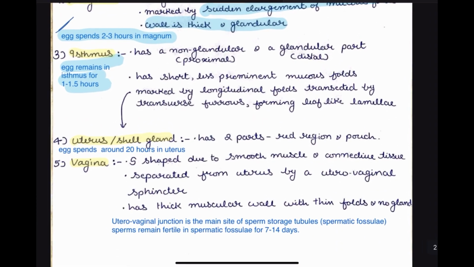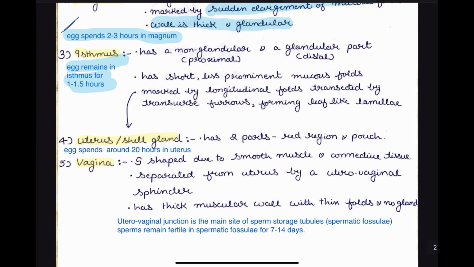Then we have the uterus, or more aptly called the shell gland. The uterus in birds is nothing like the uterus in mammals. It is a completely separate structure. It is a part of the oviduct, and it is also called the shell gland. Why? Because the formation of the shell takes place in the shell gland or uterus. It is marked by longitudinal folds transected by transverse furrows forming leaf-like laminae. So leaf-like laminae are present in the shell gland. It has two parts: the red region and the pouch.